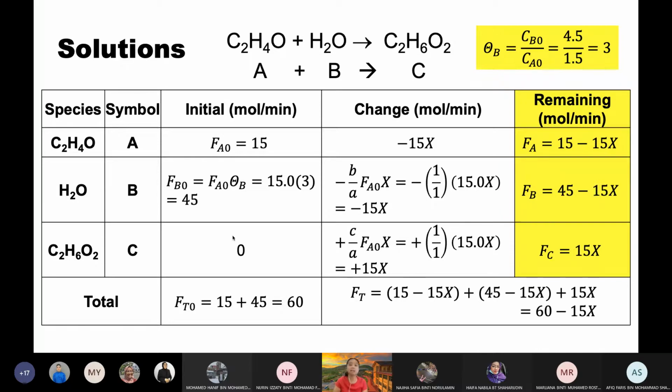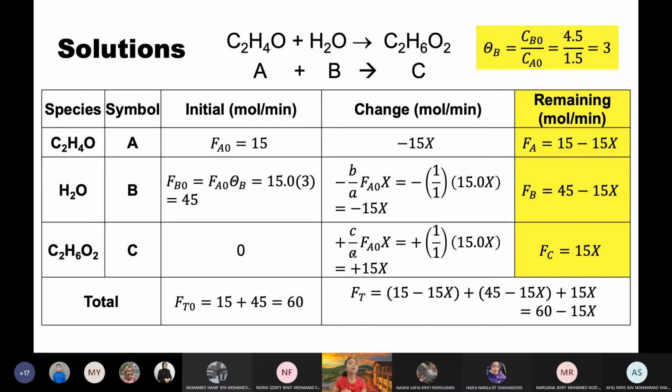Okay, so next, C. So for C, initial, C is a product, right? C2H6O2 is a product. So its initial is 0. It's logical. At the very beginning of the reaction there will be no product. So 0. Its change is a product. It will increase during the reaction. It will be produced during the reaction. So it becomes plus c per a FA naught X.